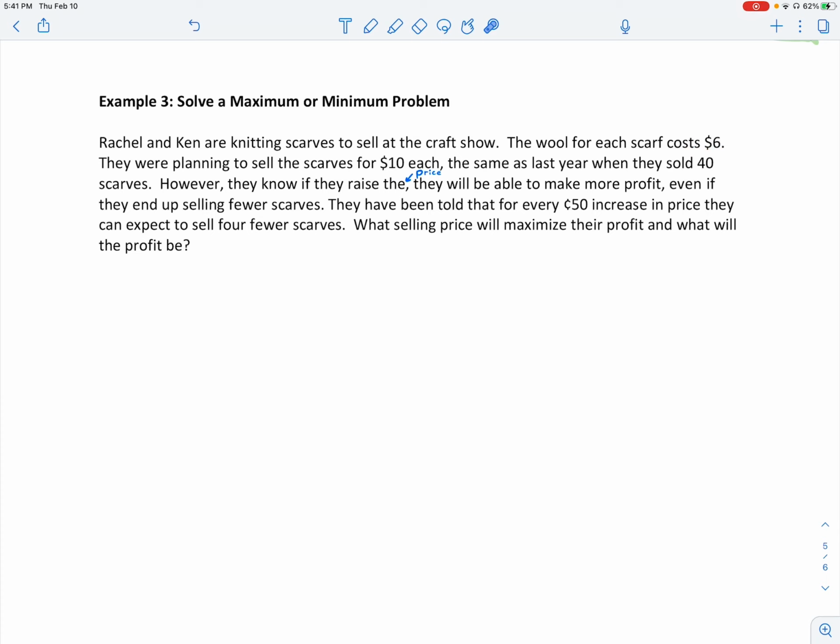However, they know if they raise the price, they will be able to make more profit, even if they end up selling fewer scarves. They have been told that for every 50-cent increase in price, they can expect to sell 4 fewer scarves. What selling price will maximize their profit, and what will the profit be?